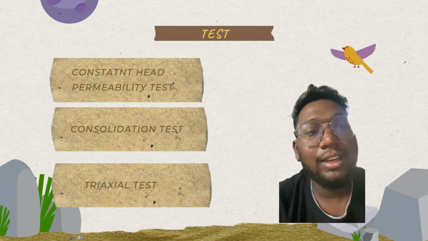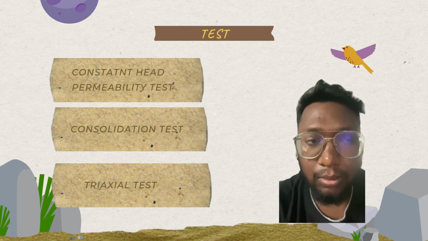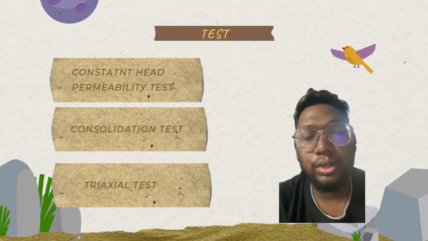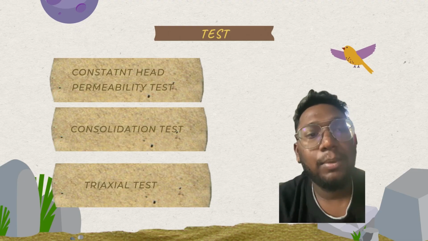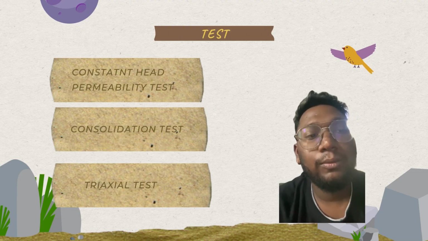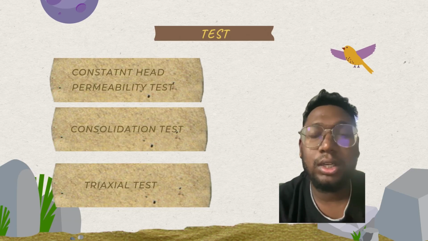And then the second test will be the consolidation test. The consolidation test is to determine how much saturated soil compresses and settles under a load over time. When load is applied, pore water is squeezed out and soil particles move closer. It is important for predicting long-term settlement for clay soil.